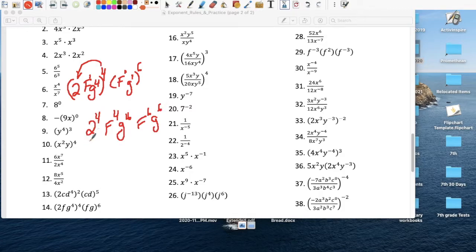2 to the fourth power is 2, 4, 8, 16. I can multiply these two, right? And that becomes f10. Keep the bases, add the exponents. And the g's give me g to the 22nd power. Final answer.